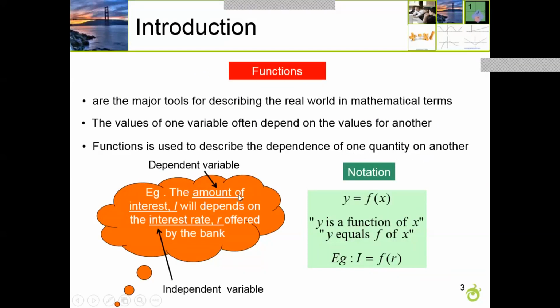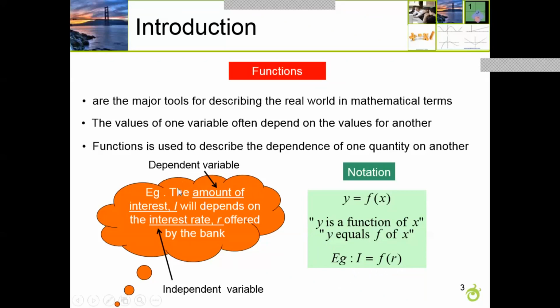So notation for function, we always write it as y equals f of x. We pronounce it as y is a function of x, or y equals f of x. Okay, cara nak pronounce je. So for example, I equals f of r, y equals f of x, what else? S equals f of r.